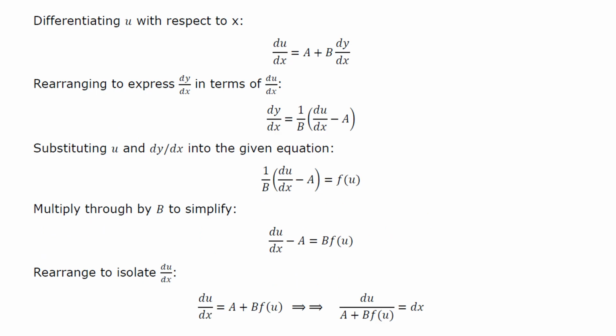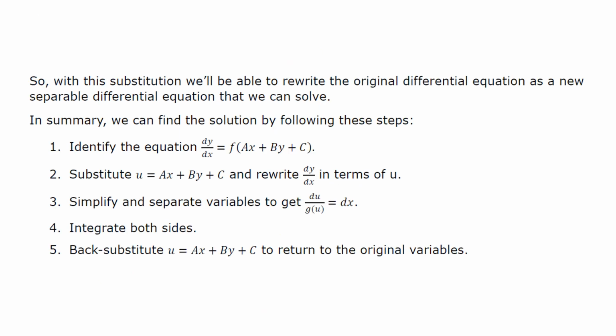Then we can differentiate u with respect to x. So we'll get du over dx equals a plus b times dy dx. We'll rearrange to express dy dx in terms of du dx. Then we'll substitute u and dy dx into the given equation. Okay? Then multiply through by b to simplify, and then rearrange in order to isolate du dx by itself. Okay? So with this substitution, we'll be able to rewrite the original differential equation as a new separable differential equation so that we can then solve it using the methods we already know.